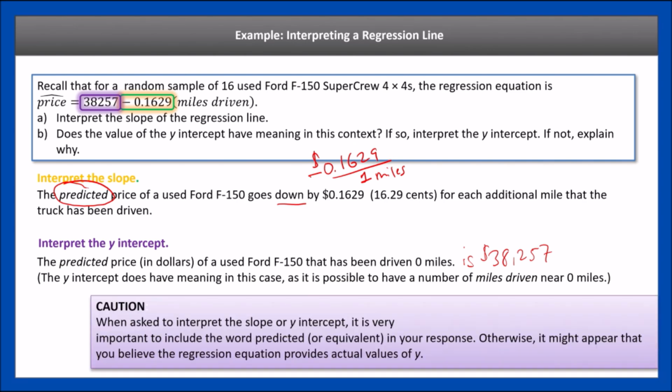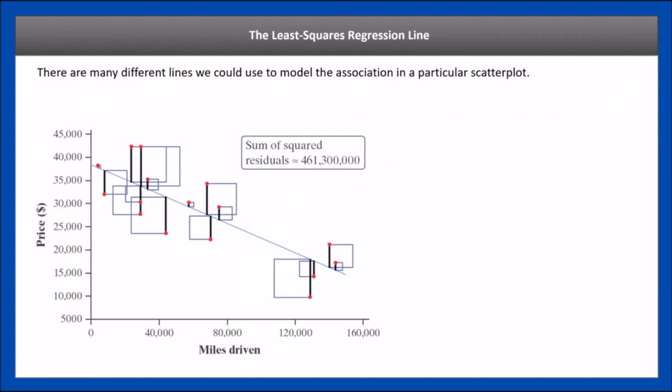A cautionary note here: when asked to interpret the slope or the y-intercept, it's very important to include the word predicted, like I mentioned here. Otherwise, it might appear that you believe the regression equation provides actual values when it's not actual values, it's predicted values. And of course, you want to include context here, right?